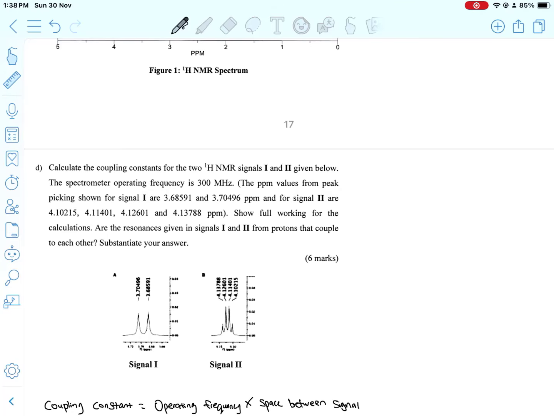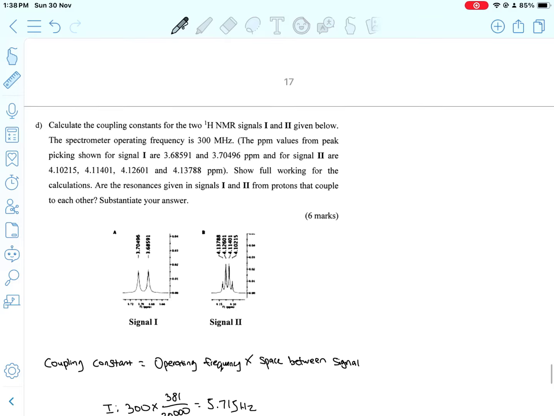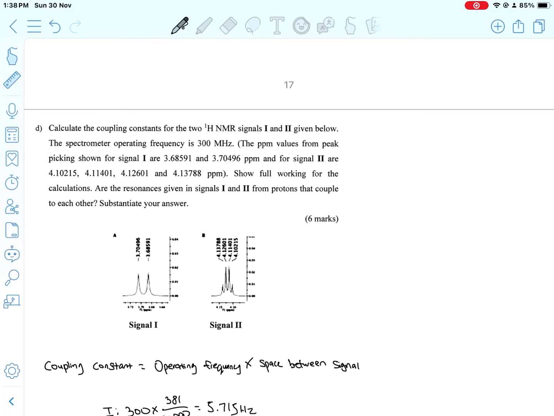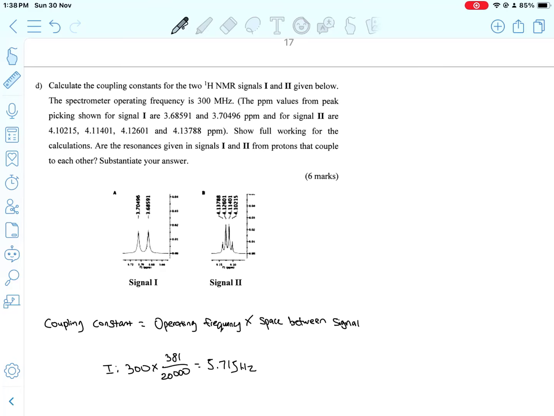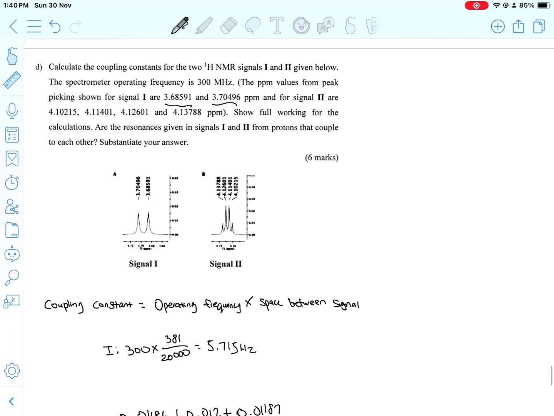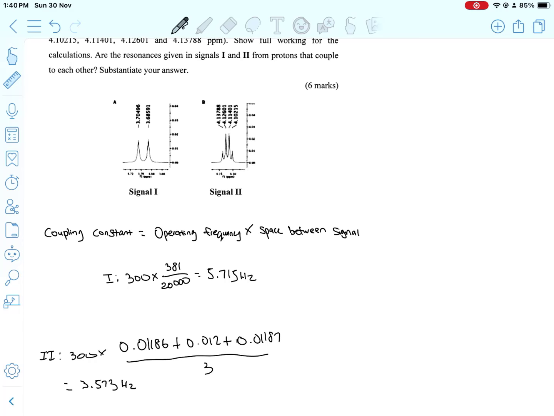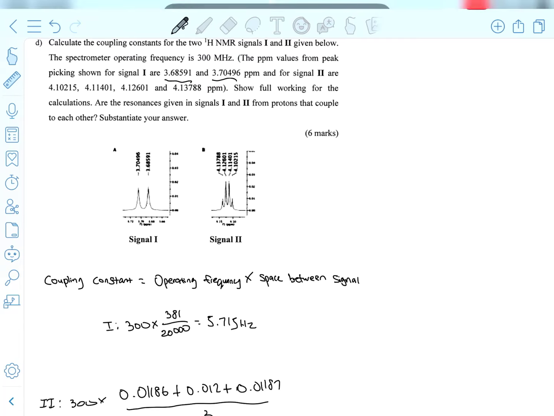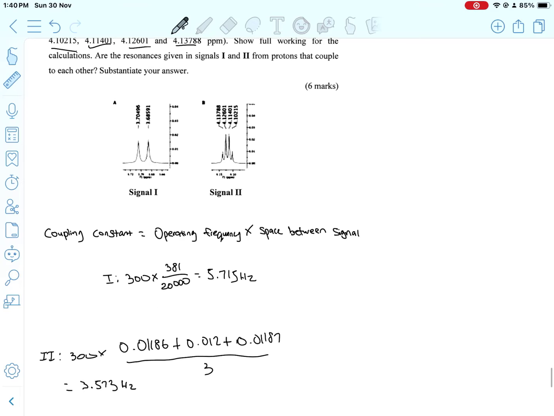And we can find it by using the operating frequency multiplied by the space in between the signals. So I've gone ahead and done it already, but you see that 300 is given in the question, which is the operating frequency, and the 381 over 20,000 is just your signal 2 minus signal 1, and you get 5.715 hertz. For the second part, since we're given 4 values, we'll have to find the average of this distance between each signal. So you just get the distance, then you divide by 3, since there's 3 spacings in between each of them, and you get 3.573 hertz.